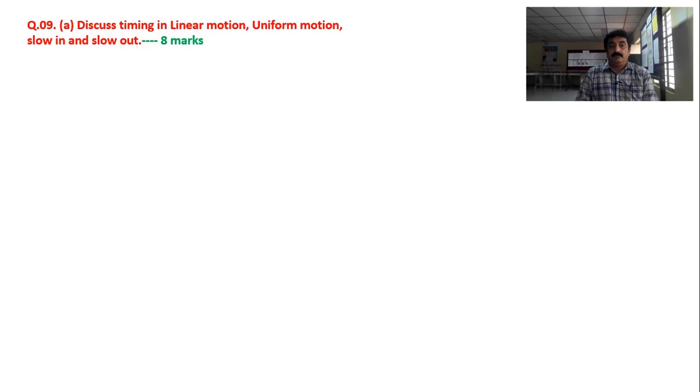As usual I start with question number 9A. Discuss timing in linear motion, uniform motion, slow in and slow out. This is about the physics of animation. Dear students, I have made several videos on the physics of animation. I hope you have already watched those videos. Just for the sake of revision, you watch them once again.